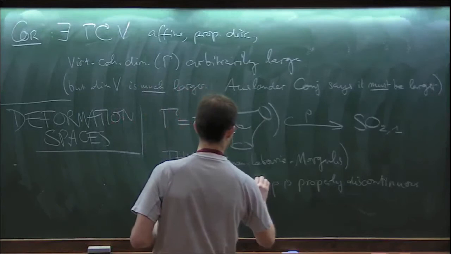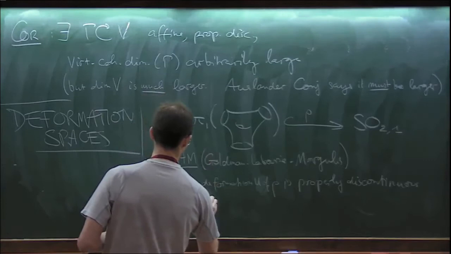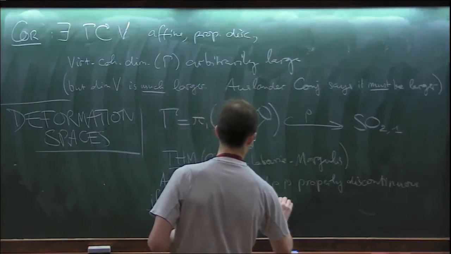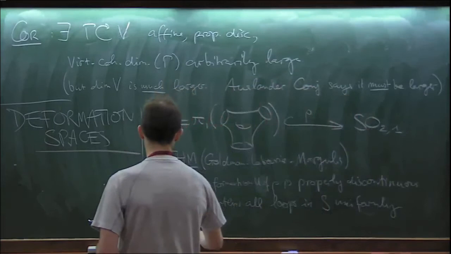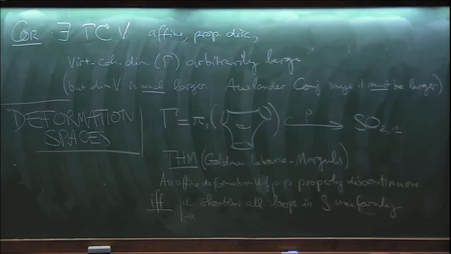if and only if U shortens all loops in S uniformly, or minus u. In fact, it can be one or the other. It's not clear whether a converse like this will exist in general, but in the case of SO(2,1), it's a complete equivalence.